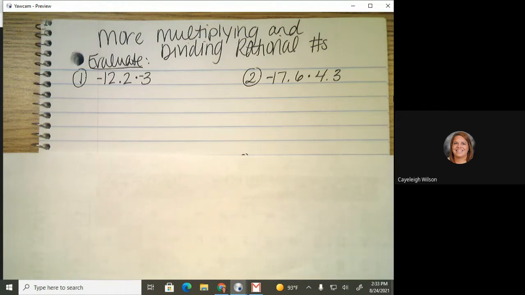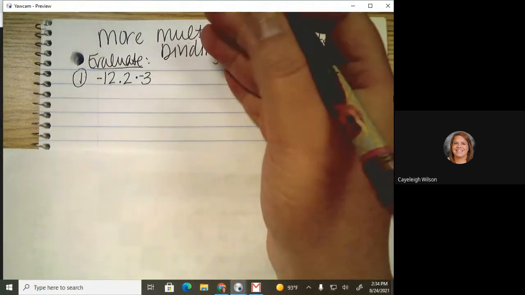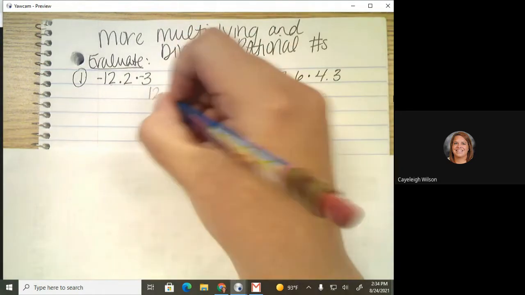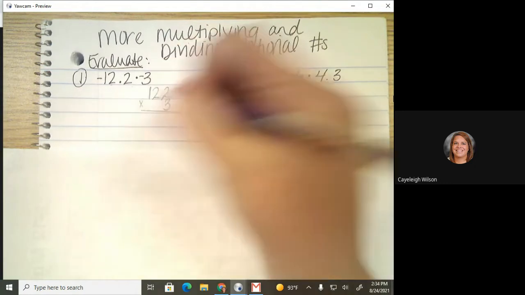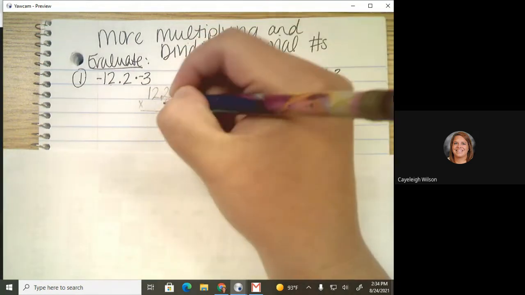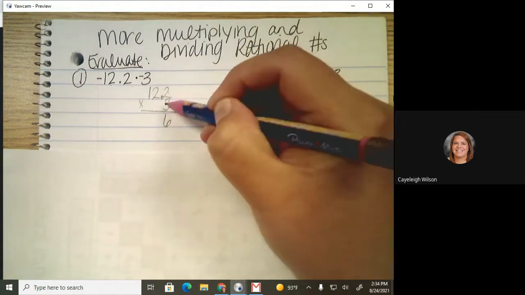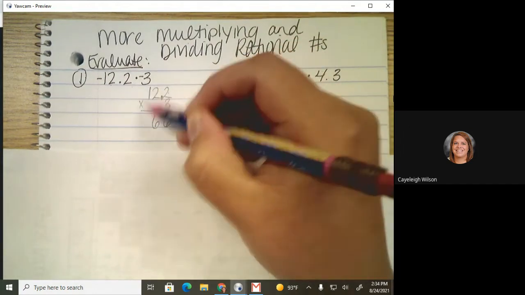Okay, so on this first one, when we multiply decimals, we ignore the decimal places, and we just multiply them regular. So when I do this negative 12.2 times negative 3, I'm going to ignore my decimals and my signs, and I'm just going to set it up vertically. Okay? And I'm going to multiply. 3 times 2 is 6. 3 times 1 is 3.